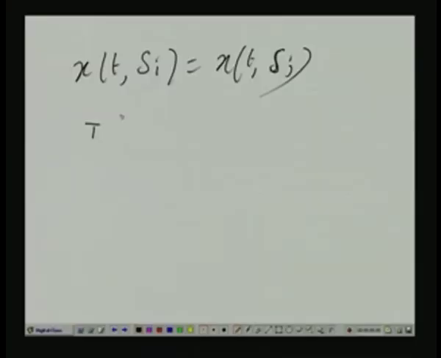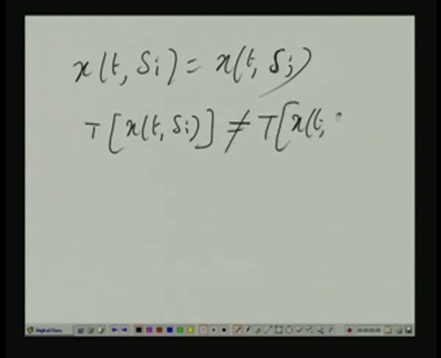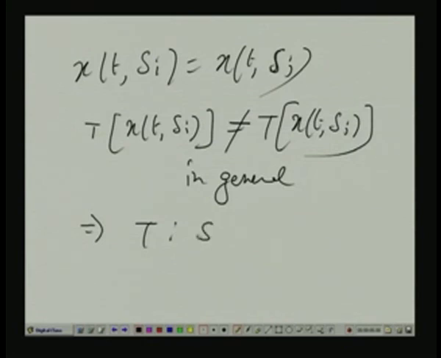So, in general T of x(t, s_i) is not equal to T of x(t, s_j). This leads to T as a stochastic system. That is, if T is such a system whose built-in or internal parameters vary randomly, that is, they undergo change from experimental outcome to outcome, obviously the action of the system will also change. In that case, the system is stochastic.